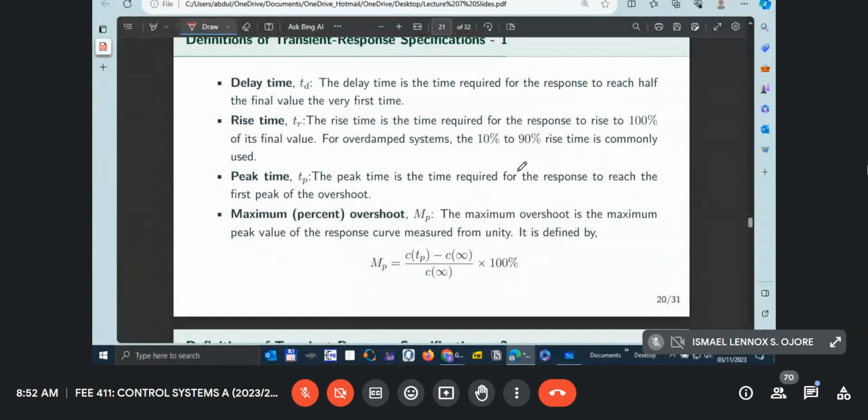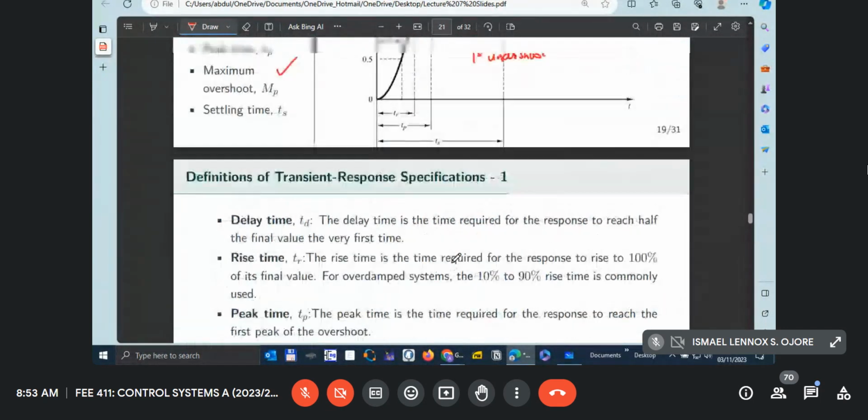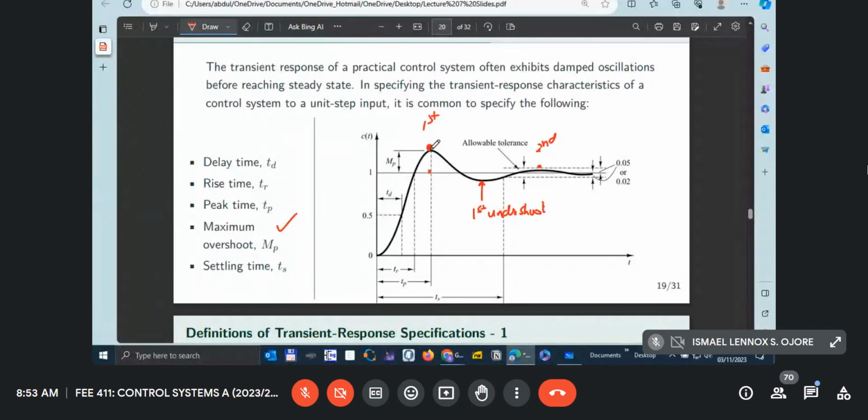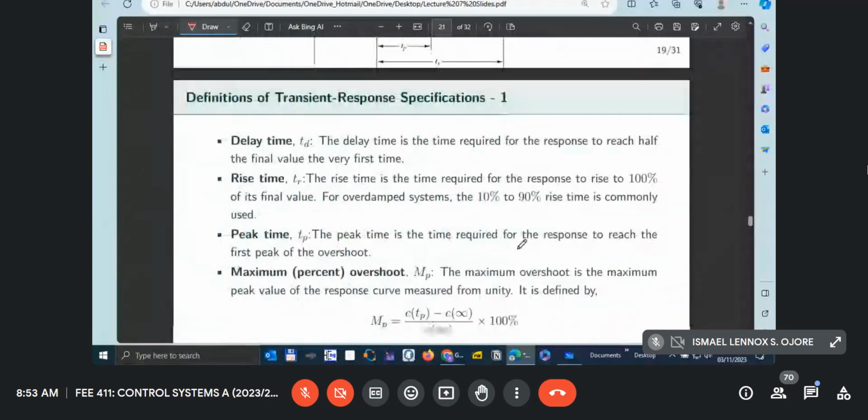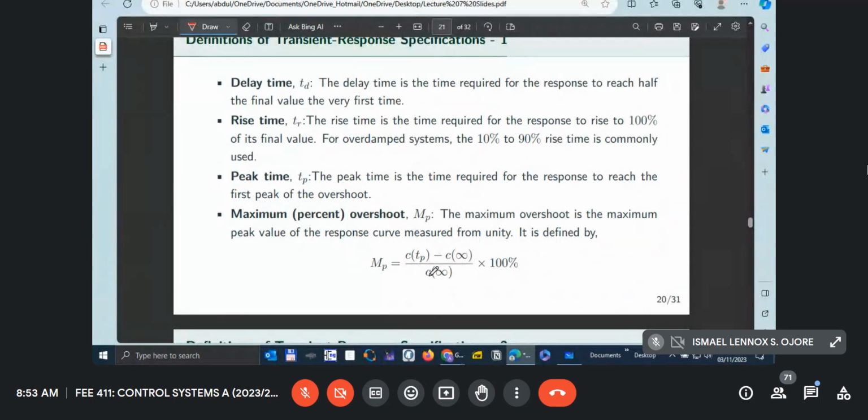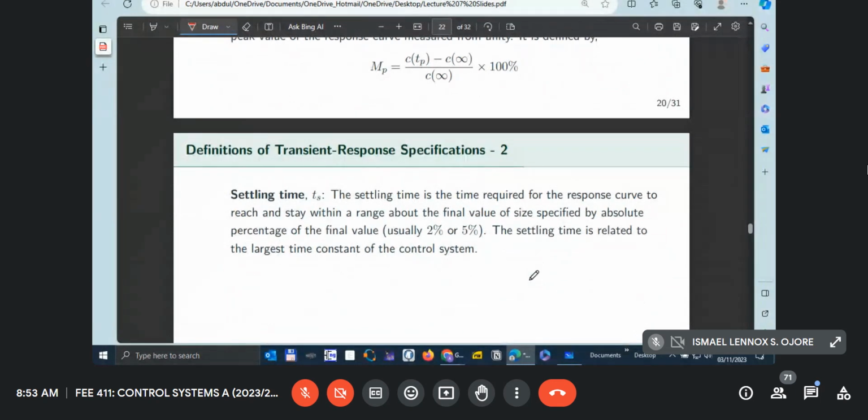So maximum overshoot is the maximum peak value of the response measured from the unit, and it is given by this. So this value here, and when c(t) tends to infinity, that is what we call percent overshoot.